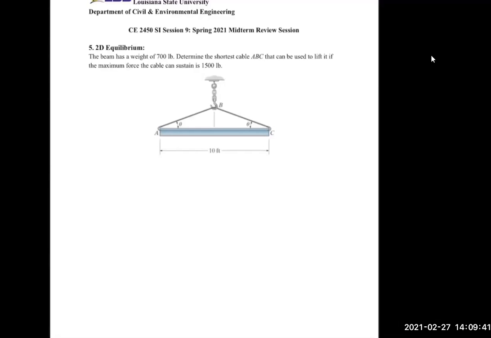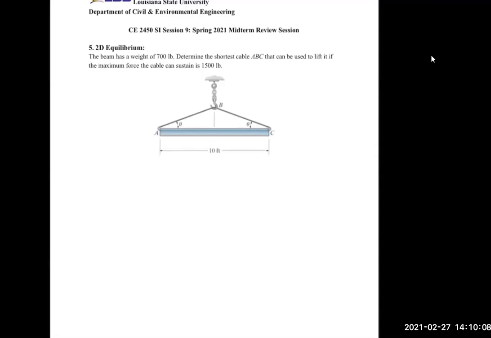So guys, this is problem number 5. This is a 2D equilibrium problem. It says the beam has a weight of 700 pounds. Determine the shortest cable ABC that can be used to lift it if the maximum force the cable can sustain is 1,500 pounds. So the maximum force that it can sustain is 1,500 pounds, okay? And the weight is 700 pounds.